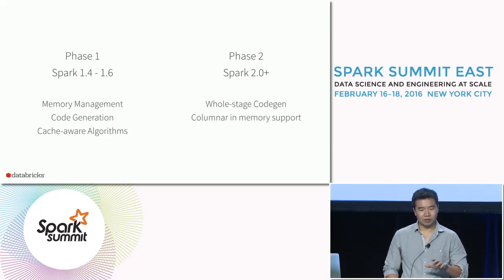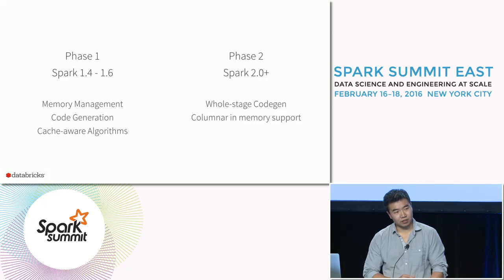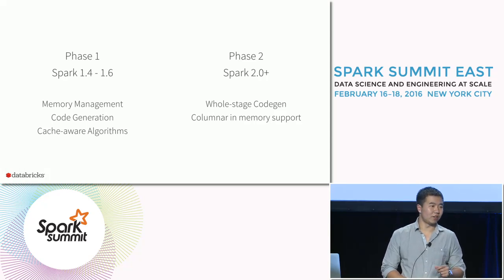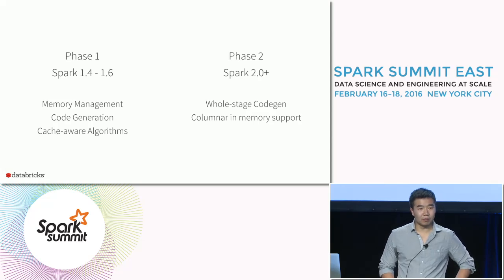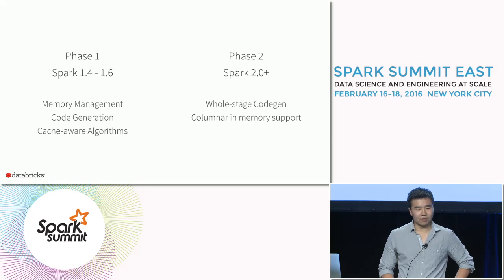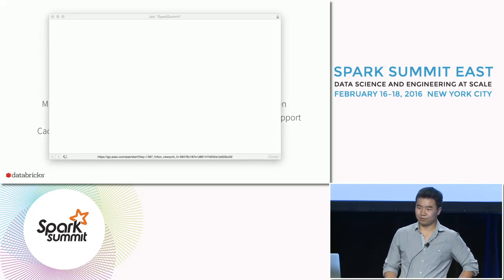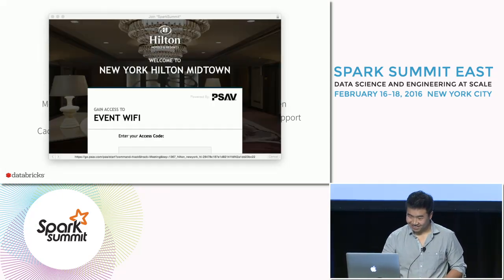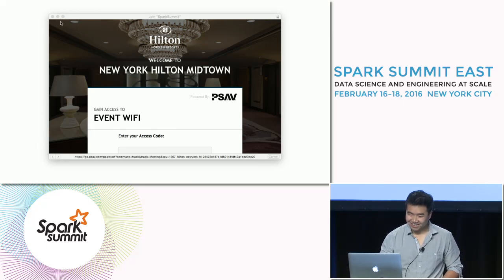So in summary, in phase 1, for Spark 1.4 through 1.6, we focused on the foundational techniques: improved memory management, being able to take advantage of Java unsafe and off heap, laying the foundation to do code generation using some of the tools available in the Java stack, and then building some expertise in how to build more efficient cache-aware algorithms, a lot of the lessons we learned from sorting.